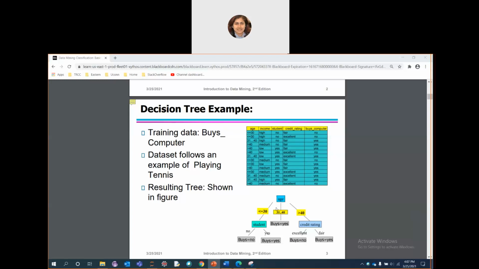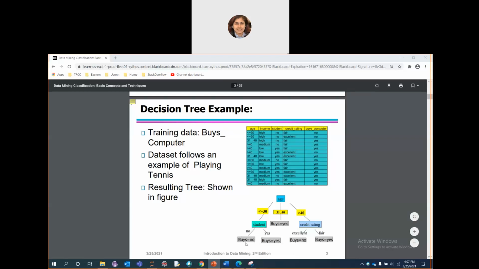So if you see this resulting tree, we are starting with the root node as is. Then, based on the conditions given, we are making three branches: age less than or equal to 30, in between 31 to 40, and greater than 40. And then moving forward from this branch, we are looking into another attribute, student. For student, we have two branching conditions, either no or yes. If it is not a student, then we will make a decision for buys computer as no. And if it's a student, then we will make a decision as buys as yes.